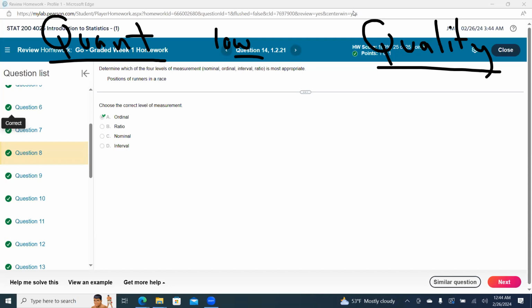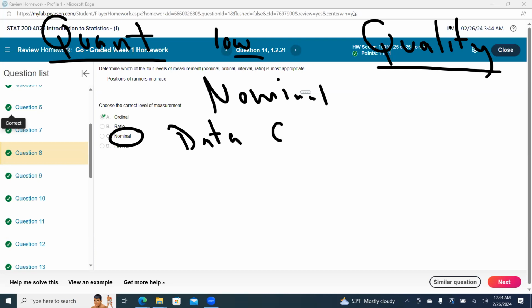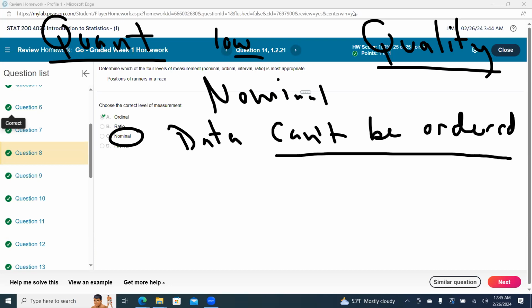The lowest level of measurement is nominal. It's written right there. I just don't always feel like spelling things. Nominal is just information that cannot be ordered. Any data that cannot be ordered is nominal data.